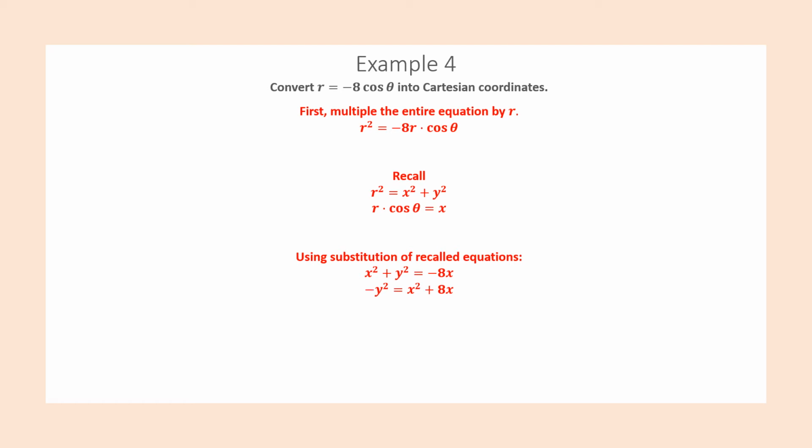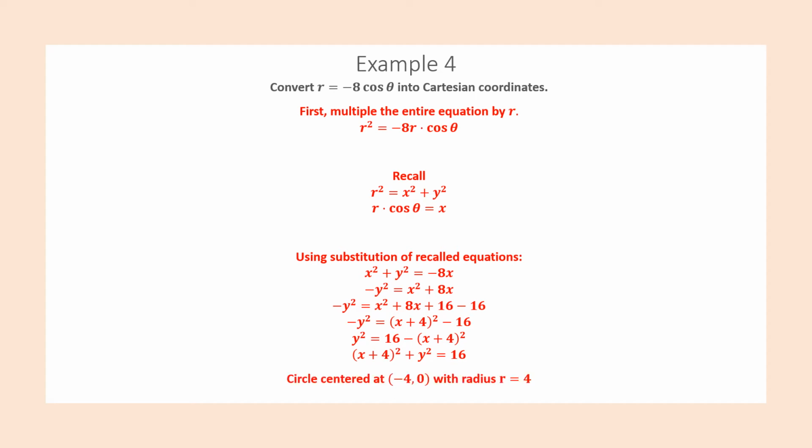So rewriting this again, I don't have to, but to make it a little bit better so I can actually know what kind of function it is, I'm going to rewrite it by subtracting y squared on both sides and adding the 8x. Then I'm going to go ahead and complete the square. So remember, when you complete the square, you take the 8, you divide it by 2, and you square it. That's how I get 16. I'm going to add 16, but I also have to subtract 16 because I want to keep the equation balanced. So then I'm going to factor. So I have negative y squared equals x plus 4 squared minus 16. Or I get y squared equals 16 minus x plus 4 squared. If I bring the x plus 4 squared back to the other side, I get x plus 4 squared plus y squared equals 16. This tells me that I have a circle centered at negative 4, 0 with a radius of 4.